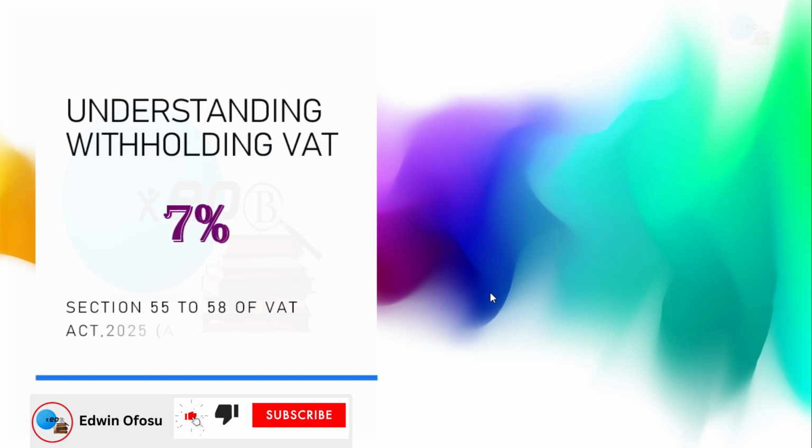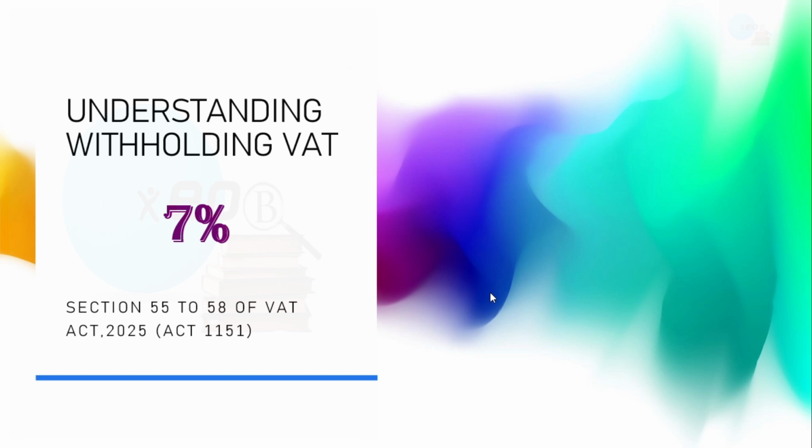Today we are going to discuss the 7% withholding VAT. We are going to talk about everything about it, and our reference point will be from section 55 to section 58 of the VAT Act 2025, Act 1151. We'll also be looking at the administrative guideline issued by the GRA.